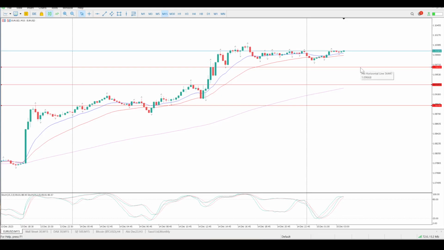That's 109.668. First level I'd be paying attention to is definitely that. Pull back onto that, build a base. We're looking to break to the upside. The other option here is basically a break and retest of 109.990.